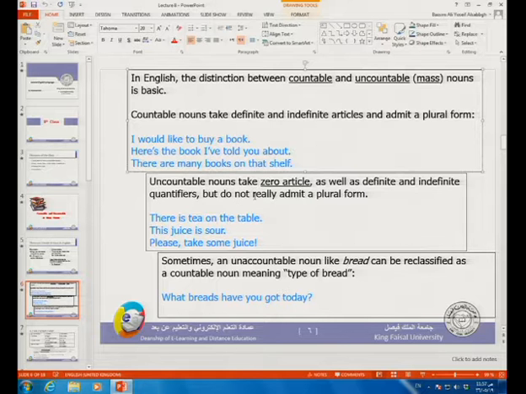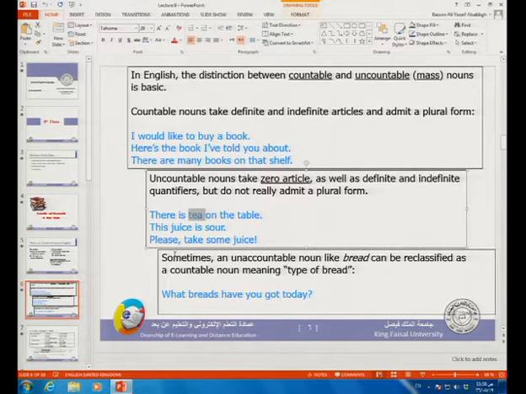Uncountable nouns, on the other hand, take zero article. The uncountable nouns do not take a or an. They might take the, but they don't take a or an. They also take quantifiers like this, that, and so on, but they don't admit a plural form. There's no plural form of uncountable nouns. Look at this: there is tea on the table. We can't say a tea. This juice is... Let's take some juice, no plural.